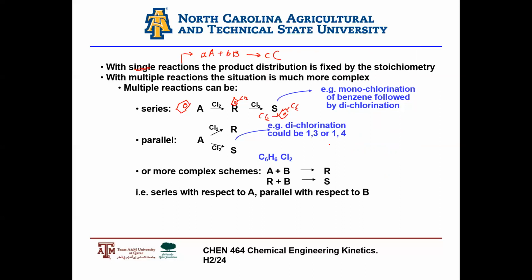So I could have A plus B going to R, and then R reacting back with B to give me a new component S, where I have both series and parallel reactions happening at the same time. So in this case, this set of reactions is series with respect to A: A plus B goes to R, and then R plus B goes to S. So from the perspective of A, this system is in series, but it's parallel with respect to B, because B reacts both with A and R to give me R and S.